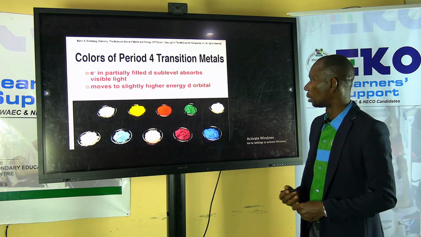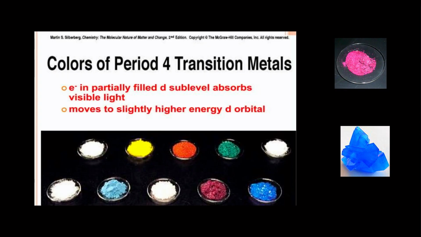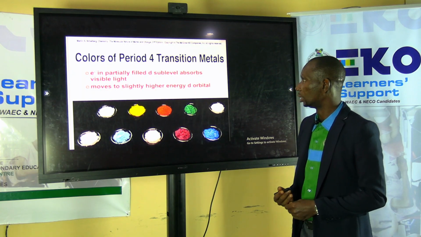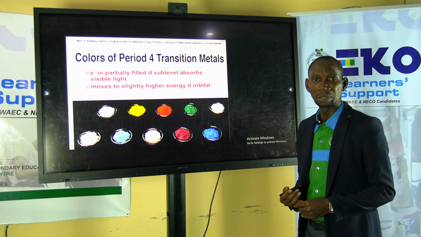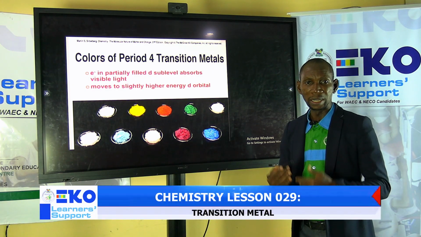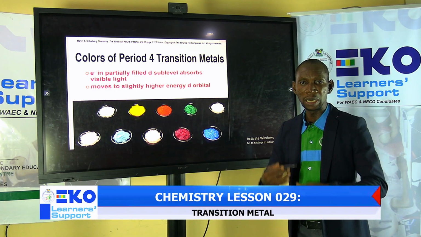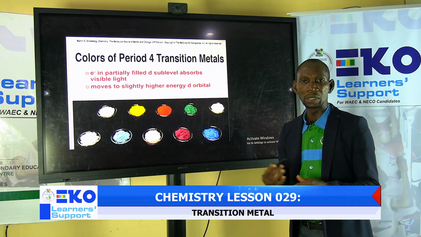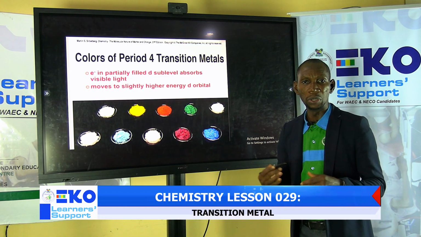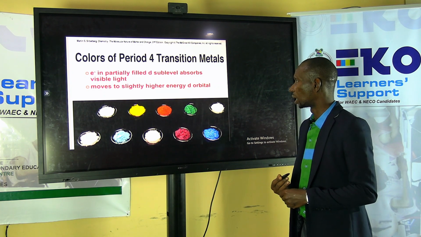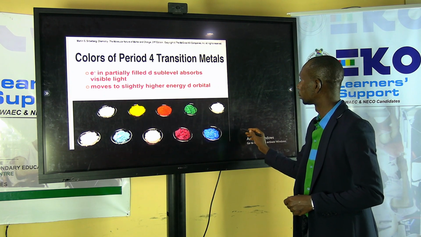These are some examples of the colored compounds formed by transition metals. Some of them are manganese, chromium, cobalt, nickel. They usually form colored compounds. This is because whenever they are exposed to light, there is excitation of the electrons, and the moment the electrons jump, they absorb energy. This energy corresponds to a particular color with wavelengths, and this is what imparts color to the transition metals.